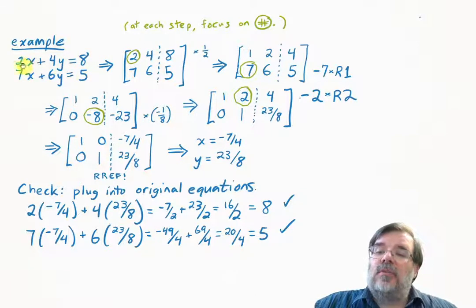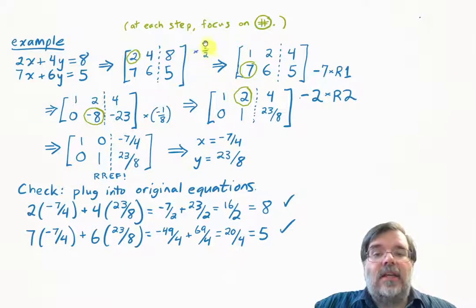First, let's write down these values in an augmented matrix. The variables are lined up, the constants are on the right. The augmented matrix for this system would be 2, 4, 8, 7, 6, 5. First, I'm going to focus on this 2, and I'll divide that first row by 2, or equivalently, I'll multiply that first row by a half.